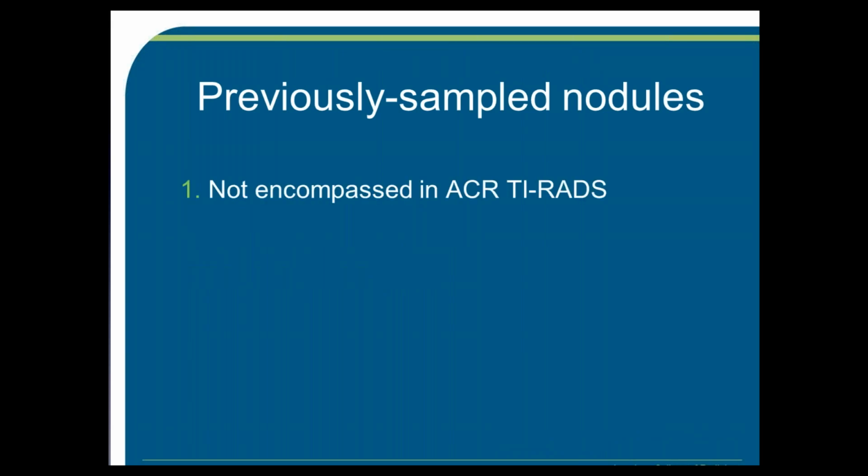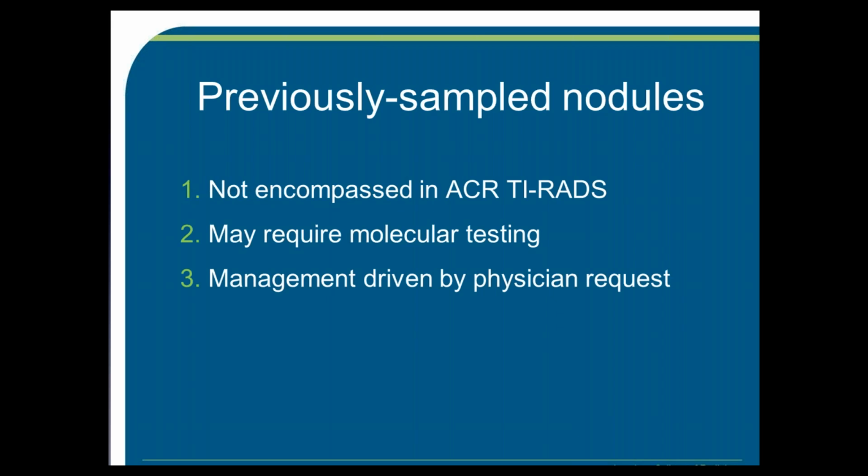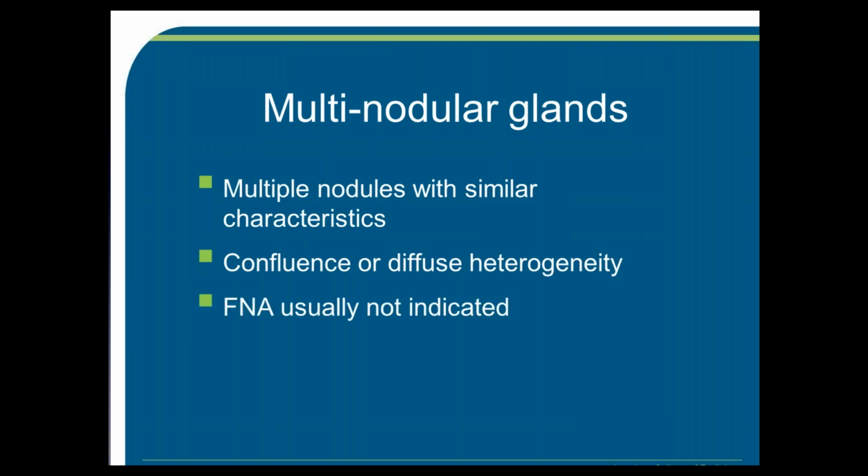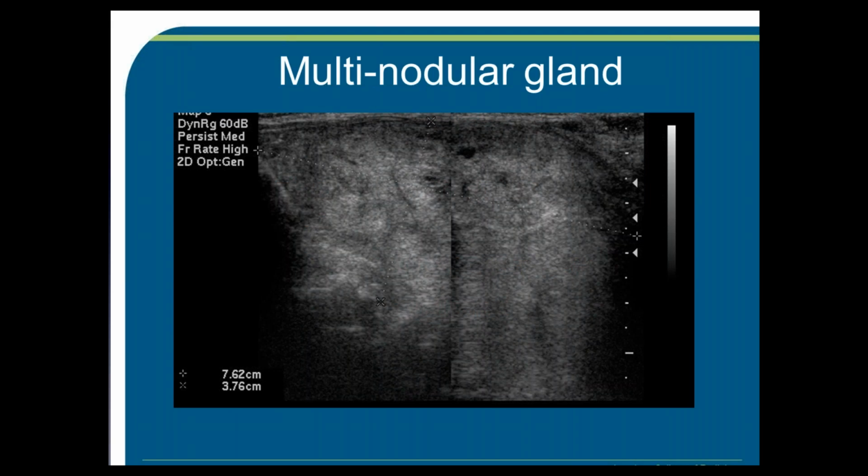Previously sampled nodules are not encompassed in ACR TI-RADS and may require molecular or gene expression classifier testing, and their management is usually driven by physician request. In multinodular glands, in which there are multiple nodules with similar characteristics, or they're confluent or there's diffuse heterogeneity, FNA is usually not indicated. On the other hand, in a multinodular gland where one nodule is higher risk than the others based on our classification scheme, FNA may be warranted. Here's an example of a heterogeneous gland for which FNA is not indicated.